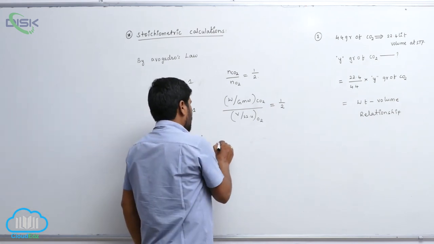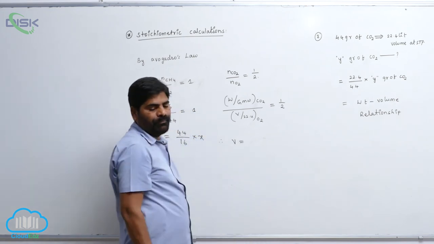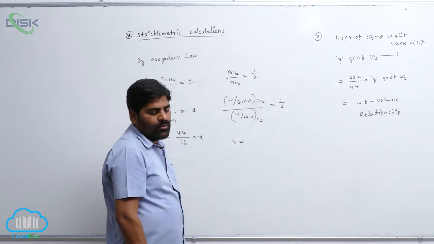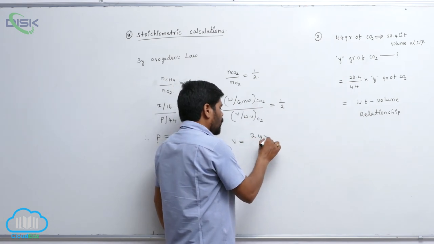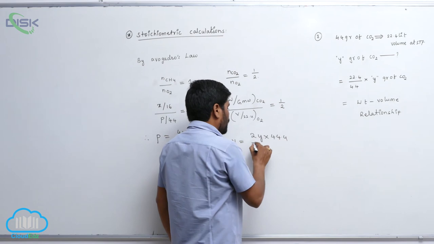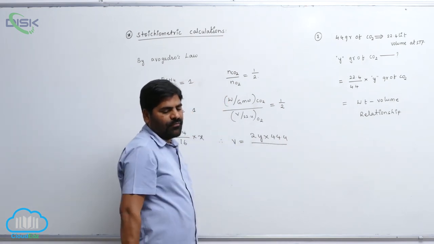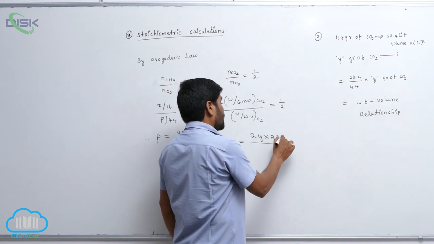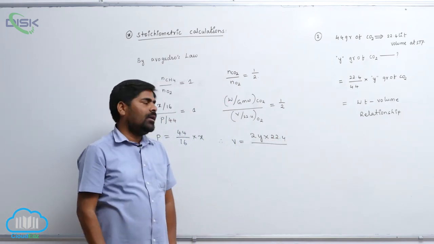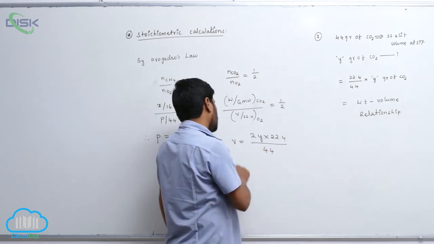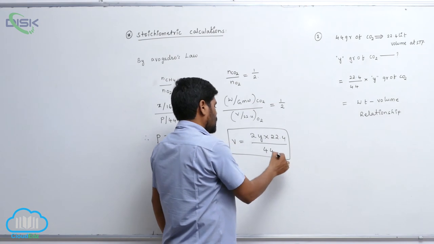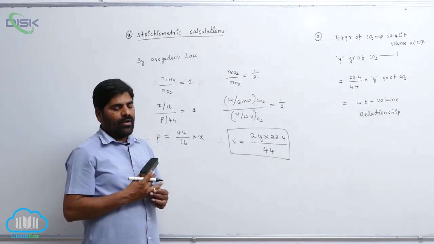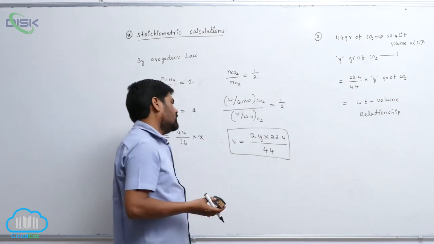So therefore volume equals 2y into 22.4 by 44. So like this, the volume relation, weight volume relation is calculated in this particular way.